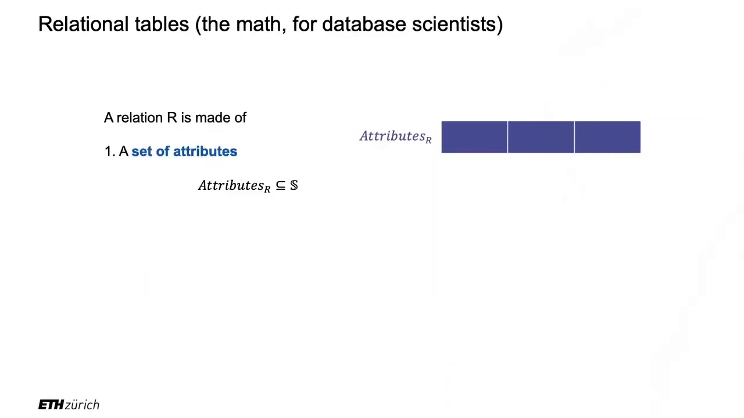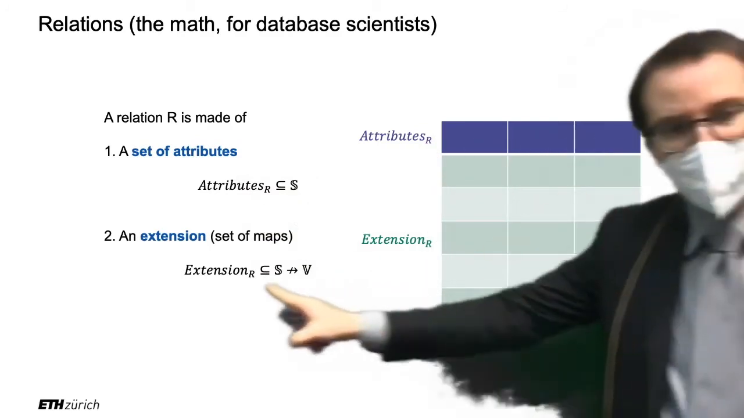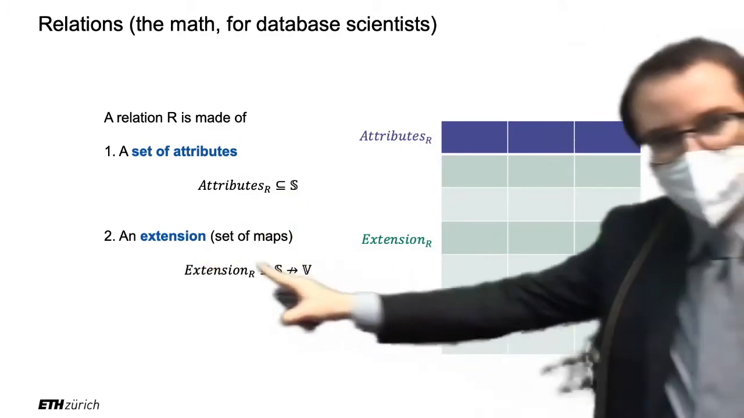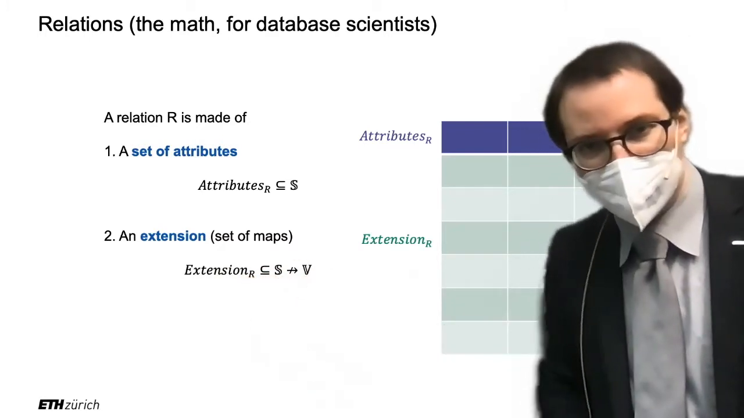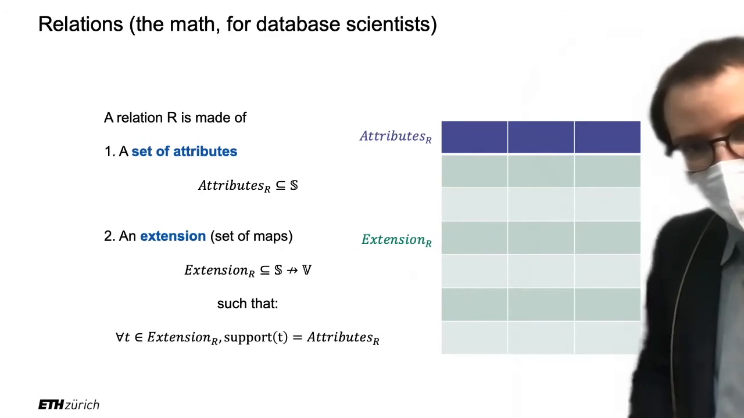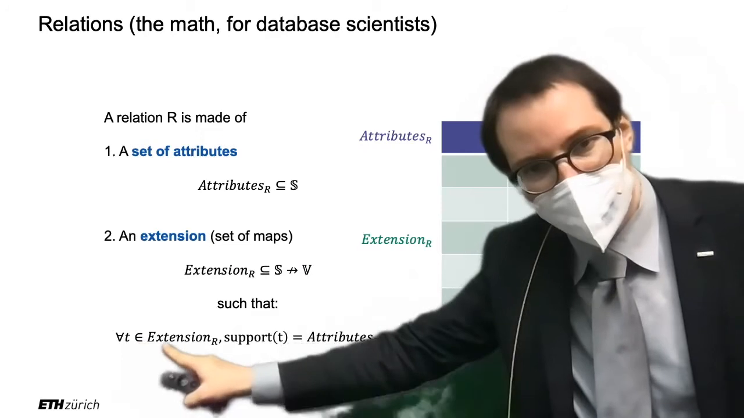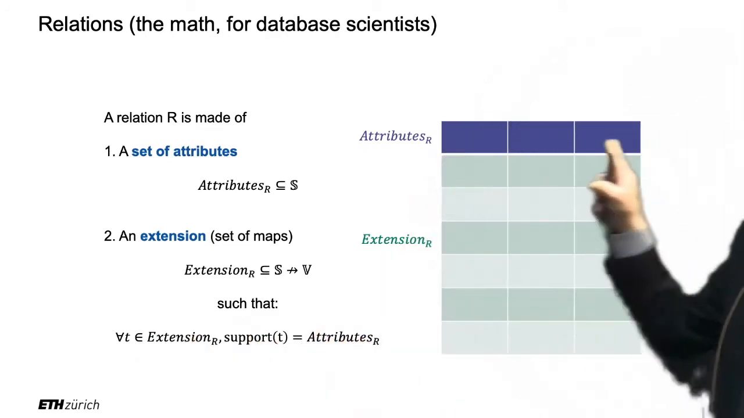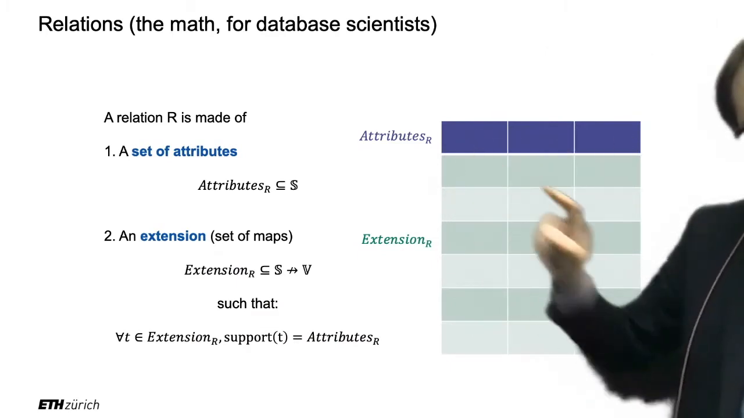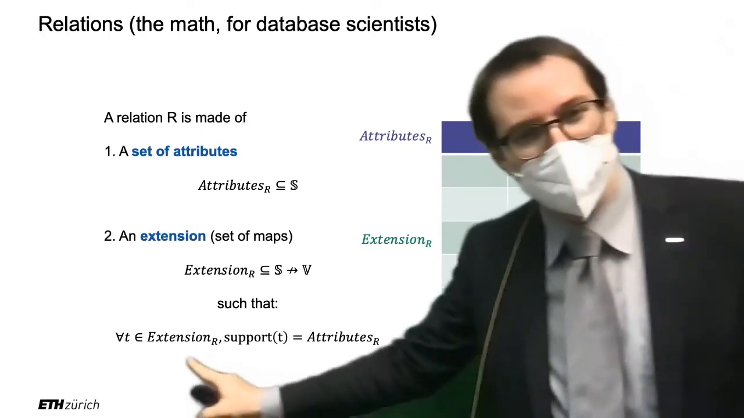So now, if you do the math, what do you need in order to define a relational table? It's made of a set of attributes right here and of an extension right there that is the set of maps. So you see that's the fancy thing. It's a subset of the set of maps. And it's such that for every tuple in my extension, the support of the tuple must be the exact set of attributes here. Now, it must itch a little bit because I use the word tuple.